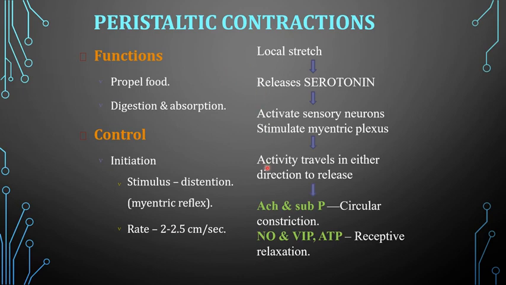So if we see it in flowchart form, the local stretch, that is the myenteric reflex, causes the release of serotonin neurotransmitter, which activates the sensory neurons, and that will stimulate the myenteric plexus. So the action potential or the signal will travel in either direction to release ACh and substance P, which help in the circular constriction of the intestine, and then nitric oxide, vasoactive intestinal peptide, and ATP will be helping in receptive relaxation of the intestine. So alternate constriction and relaxation will be taking place.